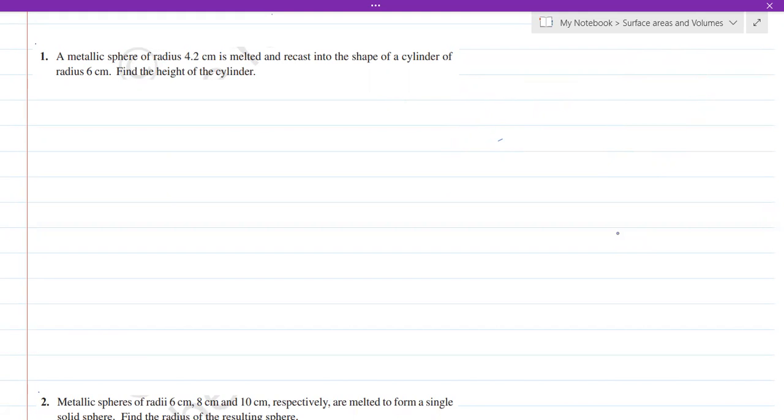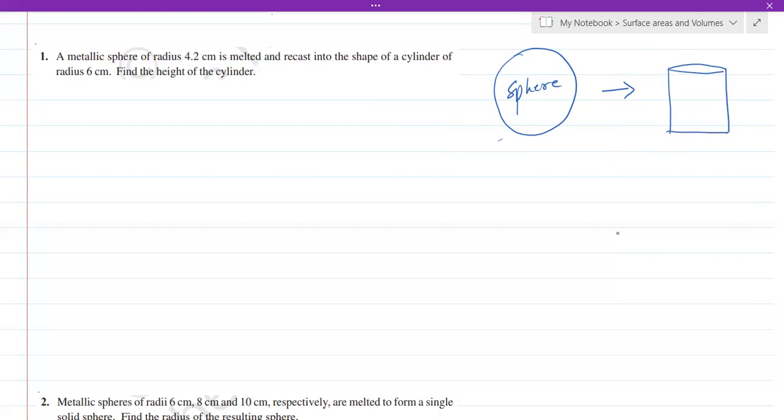A metallic sphere of radius 4.2 centimeter is melted and recast into the shape of a cylinder of radius 6 centimeter. So we have got a metallic sphere. What I'm drawing is not a sphere, actually it's a circle, but symbolically we are representing this to be a sphere. This metallic sphere is converted into the shape of a cylinder. When you convert one shape into another shape, what remains same? As we discussed, the volume remains same.